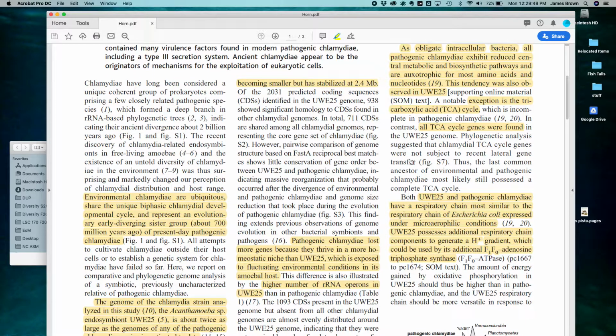Both pathogenic chlamydia and UWE25 have an abbreviated respiratory chain. E. coli has a very complicated respiratory chain, but when grown under microaerophilic conditions, it only uses part of it. And that respiratory chain maybe can generate a proton gradient in UWE25, unlike chlamydia, where it can't.